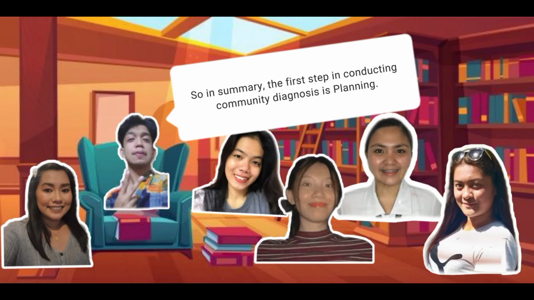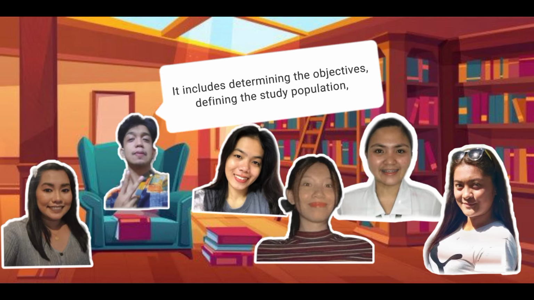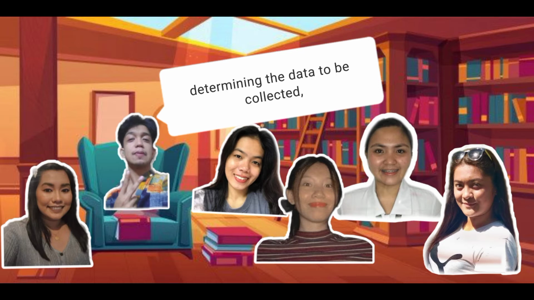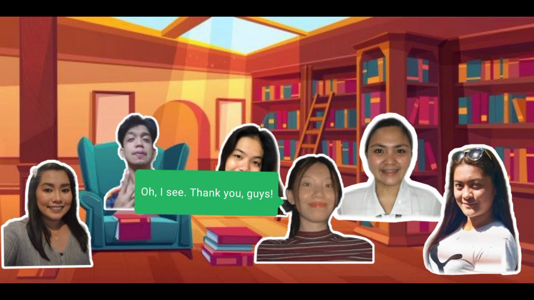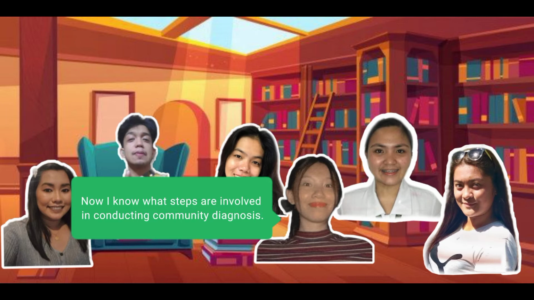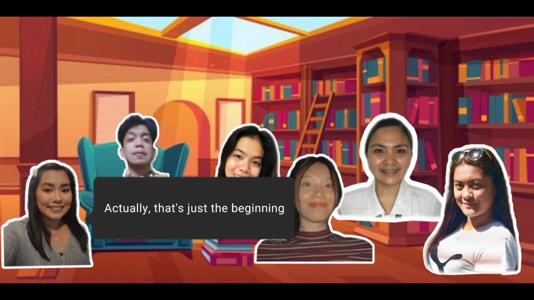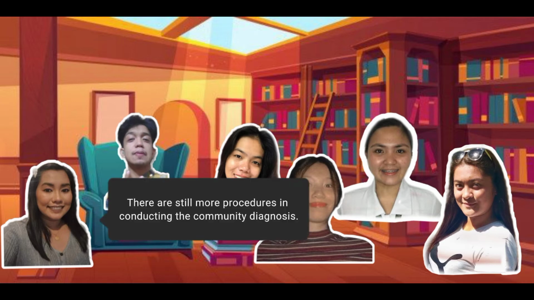So in summary, the first step in conducting community diagnosis is planning. It includes determining the objectives, defining the study population, determining the data to be collected, methodology, and developing the instrument. Oh, I see. Thank you, guys. Now I know what steps are involved in conducting community diagnosis. Actually, that's just the beginning. There are still more procedures in conducting the community diagnosis.